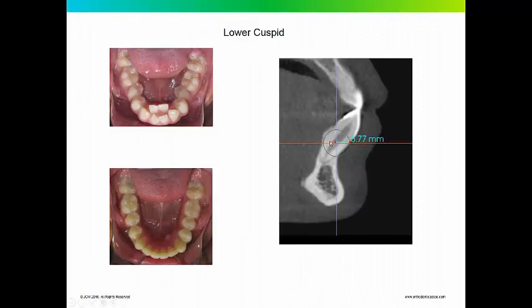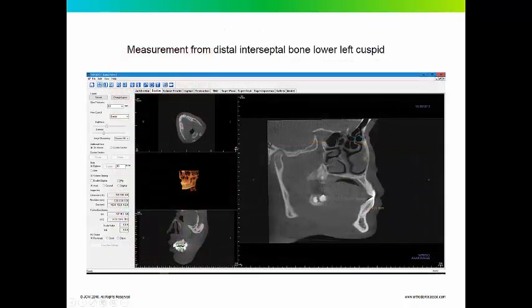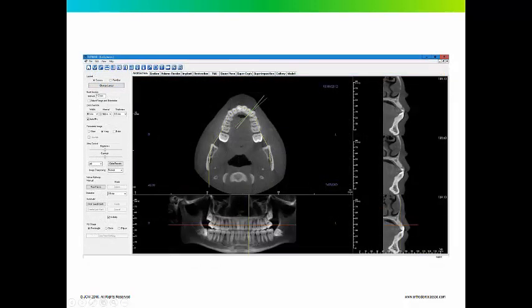If you take a look at this measurement, this means that that patient had 10 or 11 millimeters of intercuspid expansion to accommodate for this crowding, and that's probably not that far off. If we look at the bone distal to the cuspid, it's about 3.71 millimeters, or just under 4 millimeters. And that's still pretty consistent with what we saw clinically.